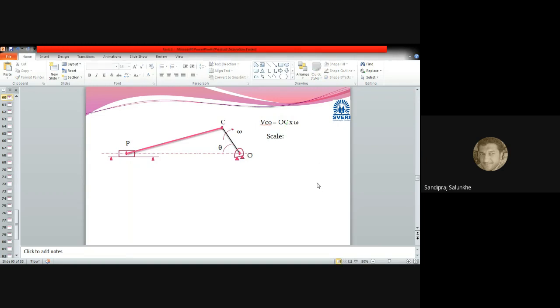And after taking the scale, what do we have to do? Anybody else? I'll ask Viraj Patil, roll number 51. Roll number 51, Viraj Patil. Will you unmute yourself? Viraj Patil.